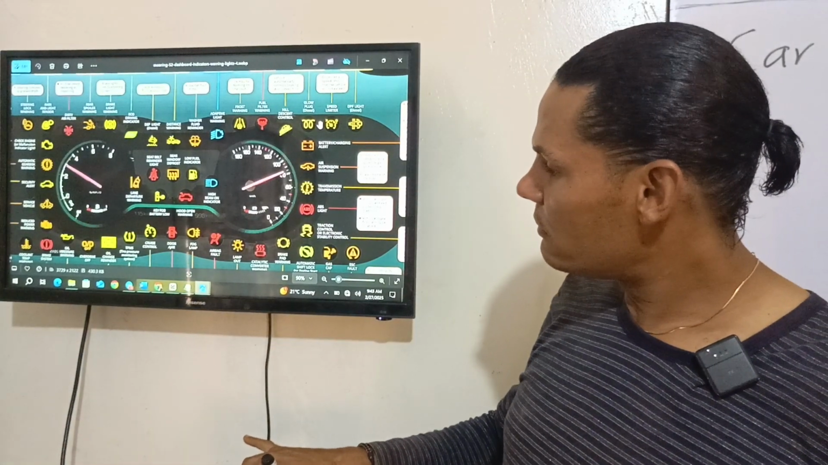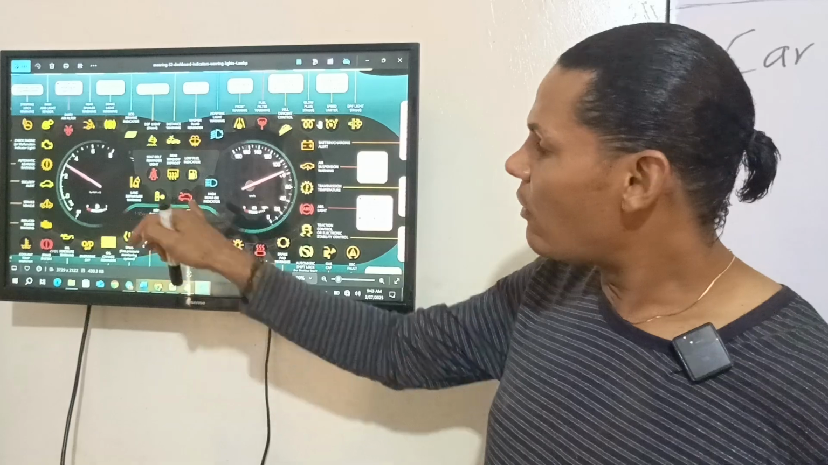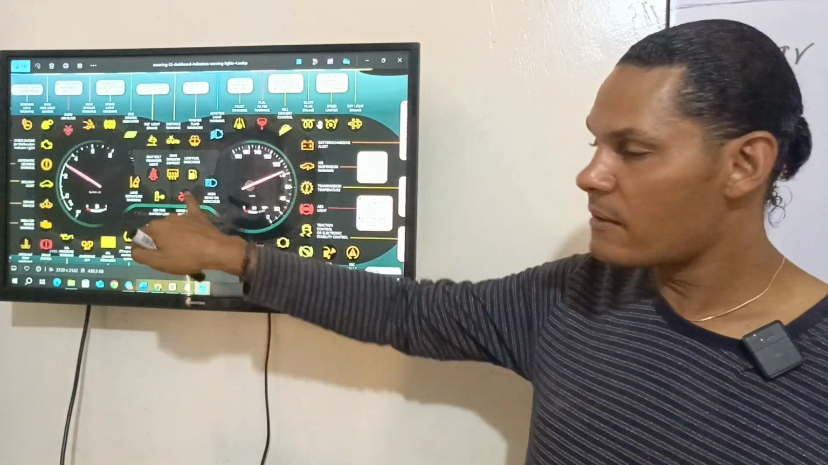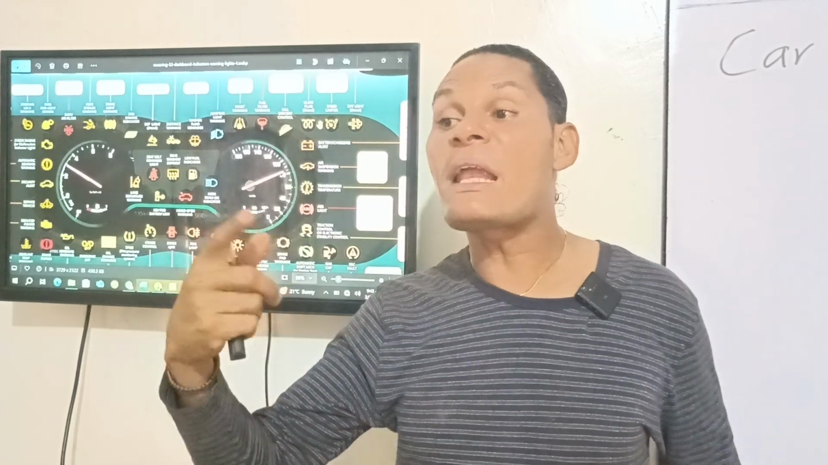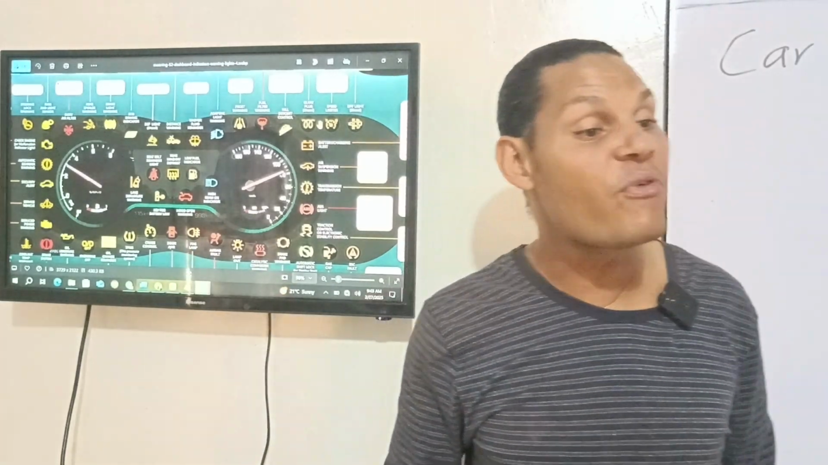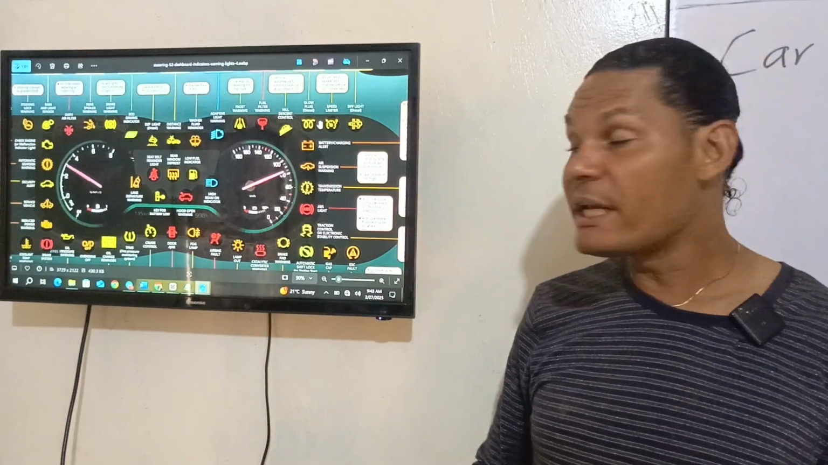Now we have the minimum fuel alert indicator. Where? Okay, yeah, this is it here. It's yellow here, right? Still, it's reminding you to go and top off. It does not mean that your fuel is finished. When it turns red, it's something else.